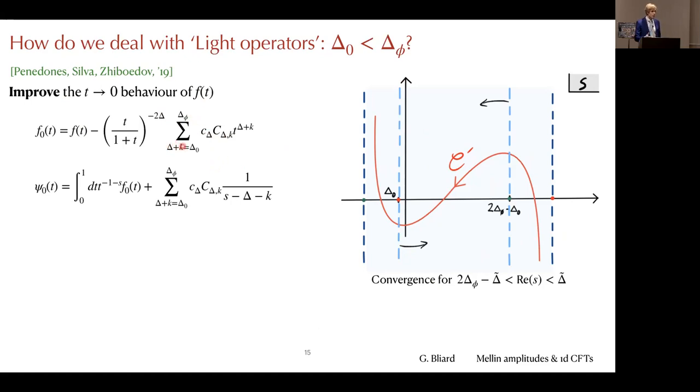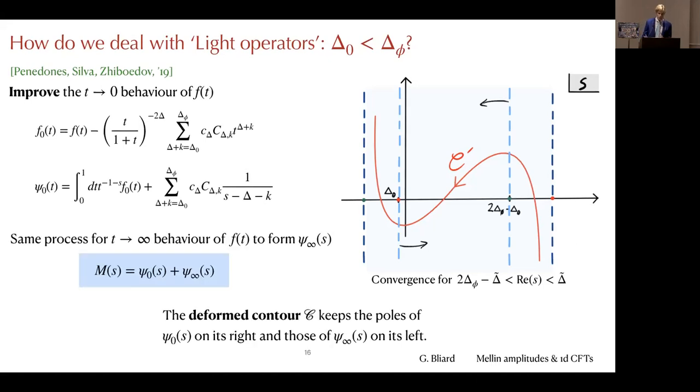And in order to still define the same object, we need to add the corresponding poles directly in the Mellin transform. So notice here that we only integrate between 0 and 1 because we do this process separately for the t goes to 0 and t goes to infinity behavior. So we do the same process as t goes to infinity, and we recover the Mellin amplitude by summing these two contributions. Notice that if we don't need to do this procedure, we recover our original definition.